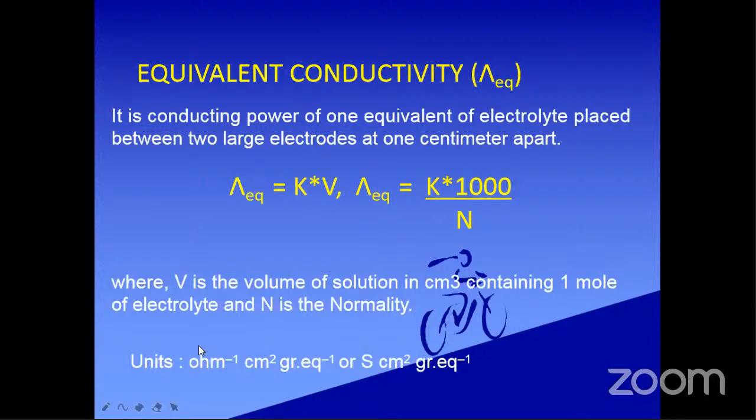So what are the units for the equivalent conductance? Ohm inverse, centimeter square, gram equivalent inverse. This is the only difference between molar conductance and equivalent conductance. Previously it was ohm inverse, centimeter square, mole inverse, but in this case it is ohm inverse, centimeter square, gram equivalent inverse. These are the units for the equivalent conductance.